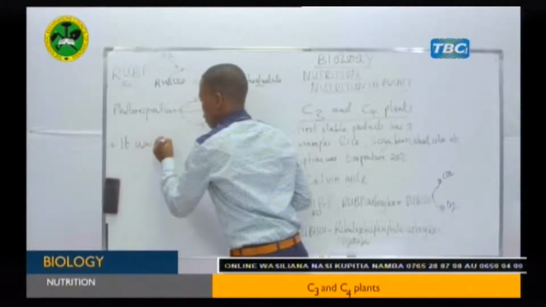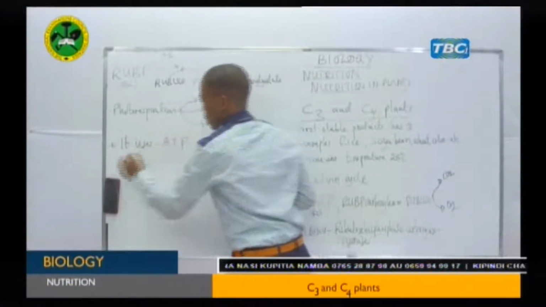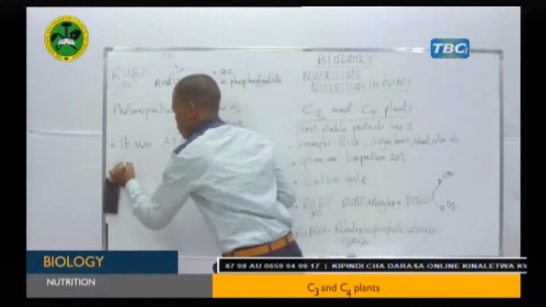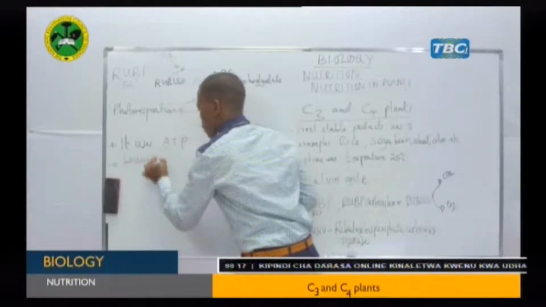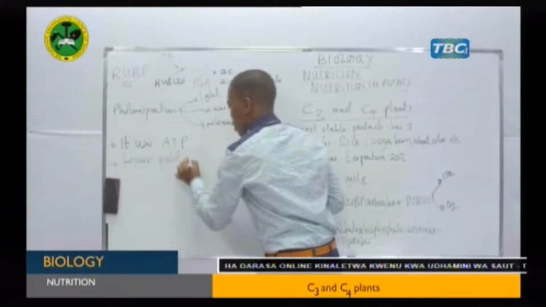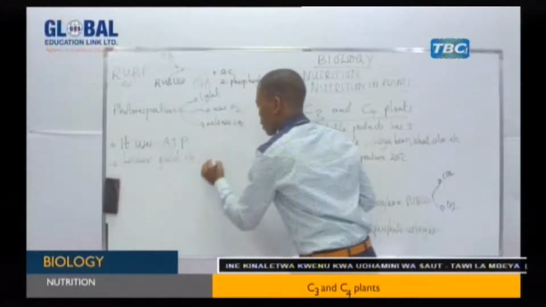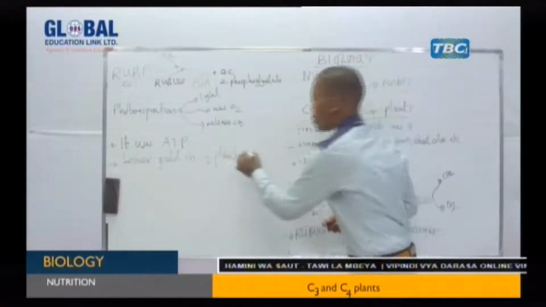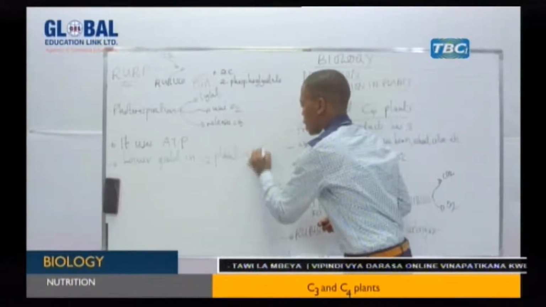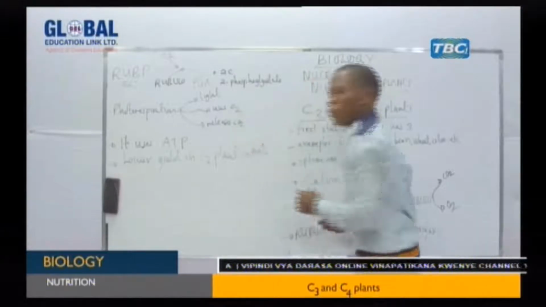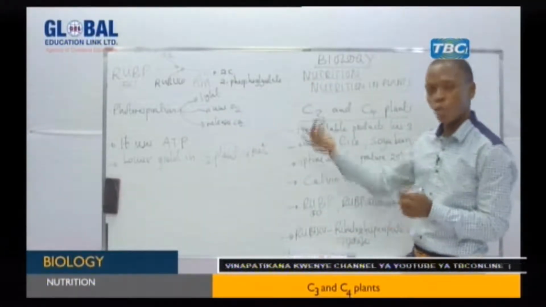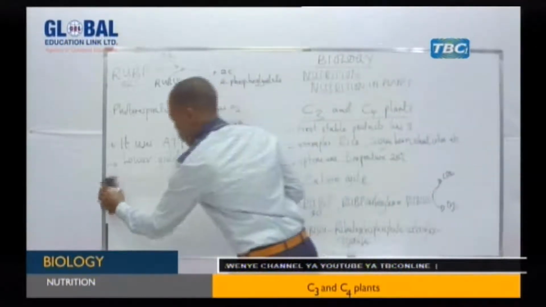It uses ATP, but also we are saying it lowers yields in C3 plants by up to 50%. The rate of photosynthesis is lowered by this photorespiration. Therefore, it is a wasteful process.